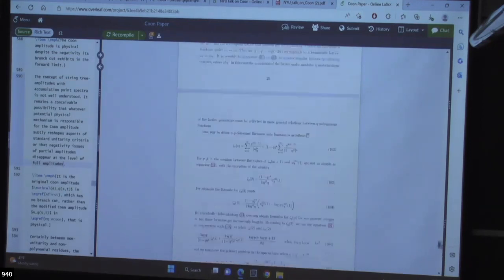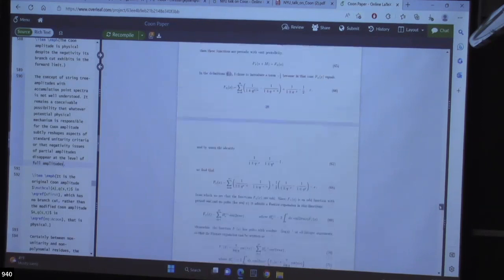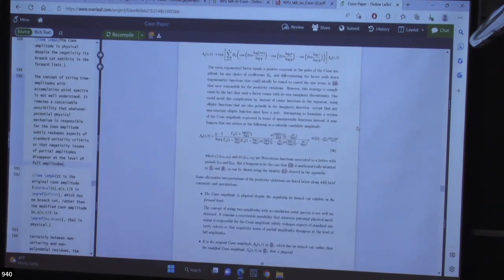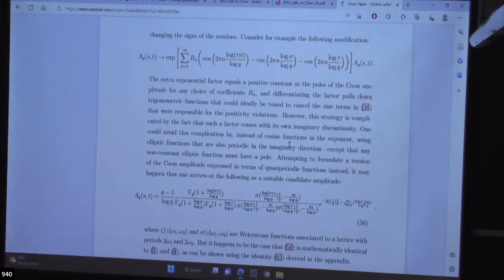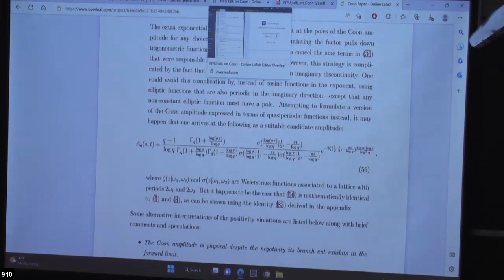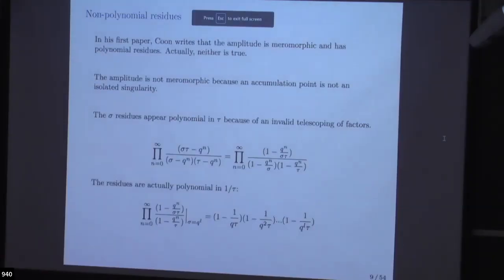So indeed, the Jacobi theta function can be recast in terms of the Weierstrass elliptic functions. I didn't plan on mentioning it in the talk, but you can equivalently write the Coon amplitude in terms of the Weierstrass function, which means also in terms of Jacobi theta. And then we know the Jacobi theta function has these crazy zeros on the real axis. Right, all rational numbers. It's a bit different.